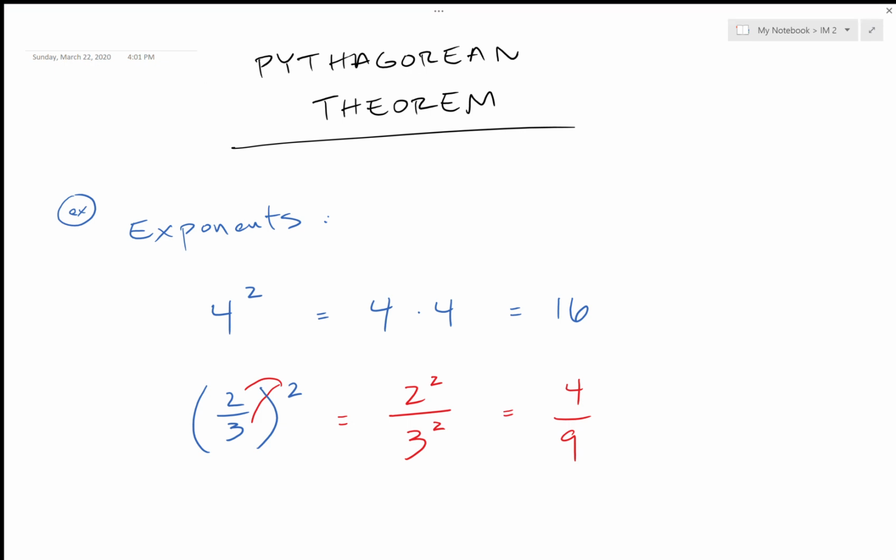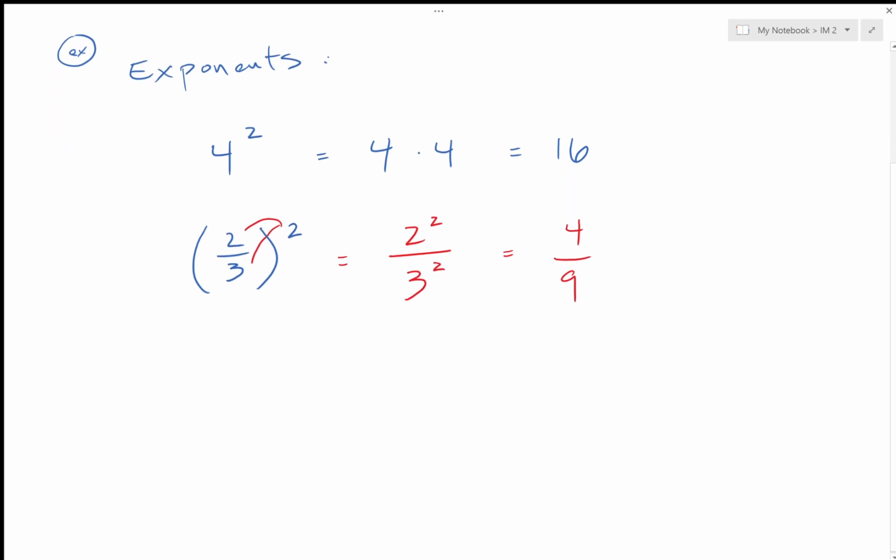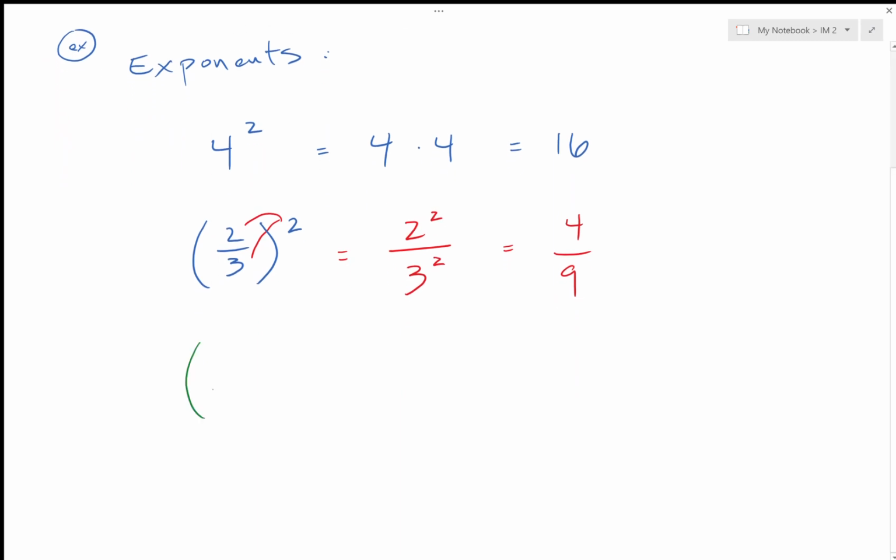A couple more of these. Some special cases here. If we have the square root of 6, and then we square the whole thing, you hear the wording on that. We have square root and square. They're opposites of each other. So that exponent 2 and that square root symbol will cancel each other out, leaving us with just 6.